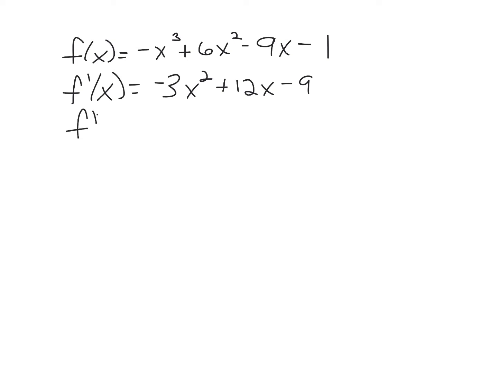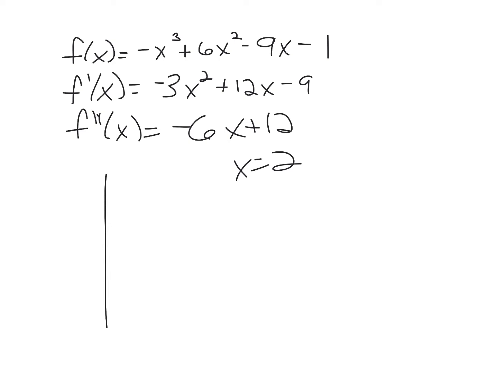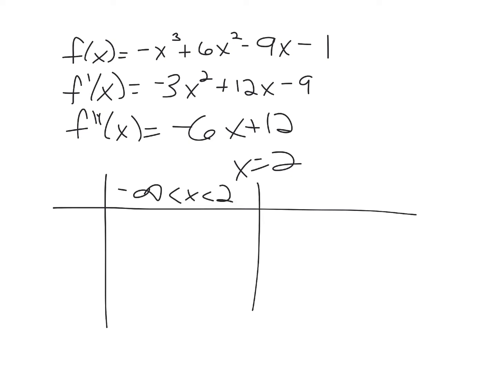So let's find a second derivative. And what value makes it 0? That would be x equal to 2. That's an easier one, right? So let's make our chart. Negative infinity to 2, and then 2 to infinity. And then what are we going to do? Let's test 0 and test 3.